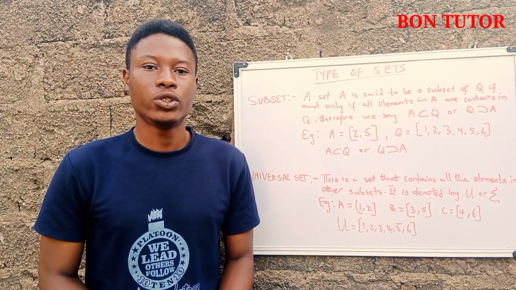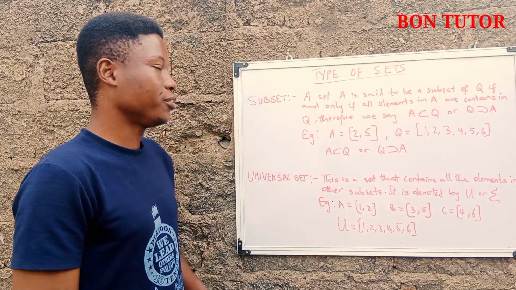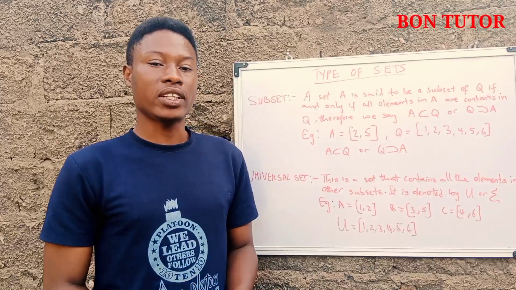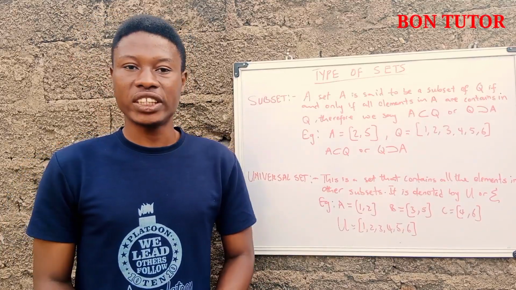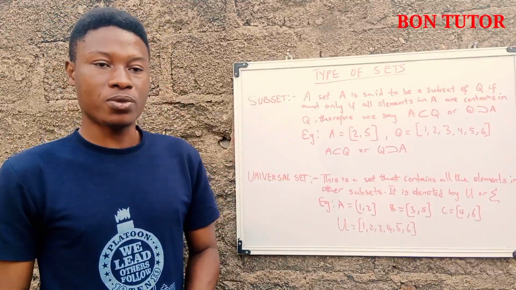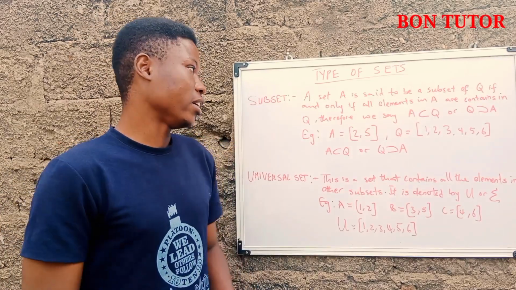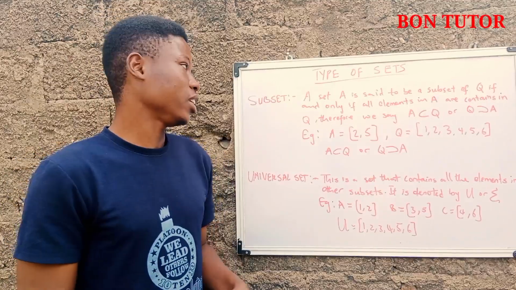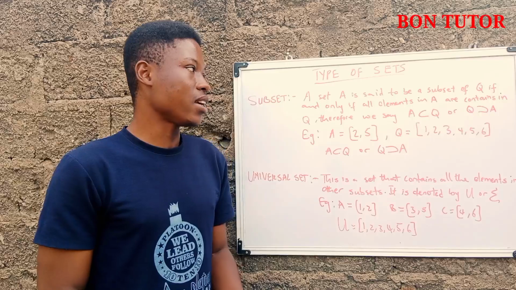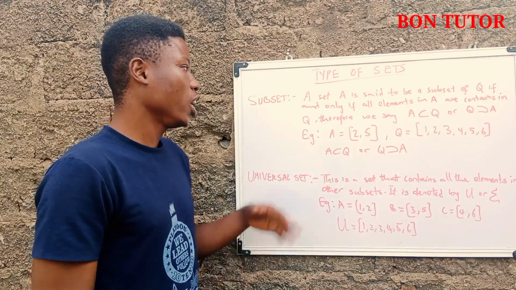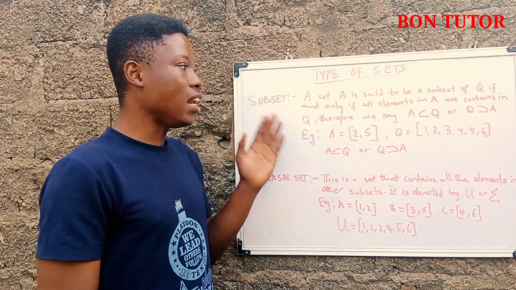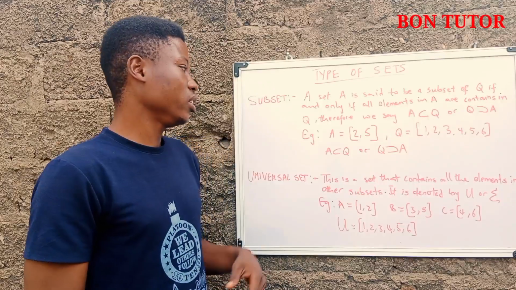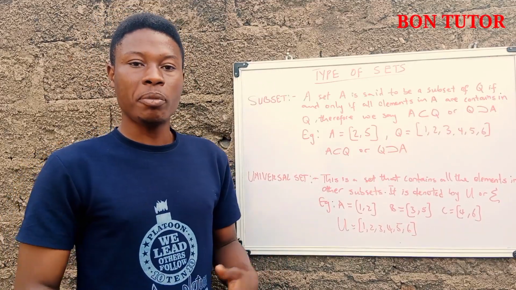Good day, everyone. You're welcome to the types of sets. We started types of sets last week, and we are here to continue it this time. We have subsets as a type of set here, and when we're talking about a set A, it is said to be a subset of Q if and only if all elements in A are contained in Q. What do we mean by this?